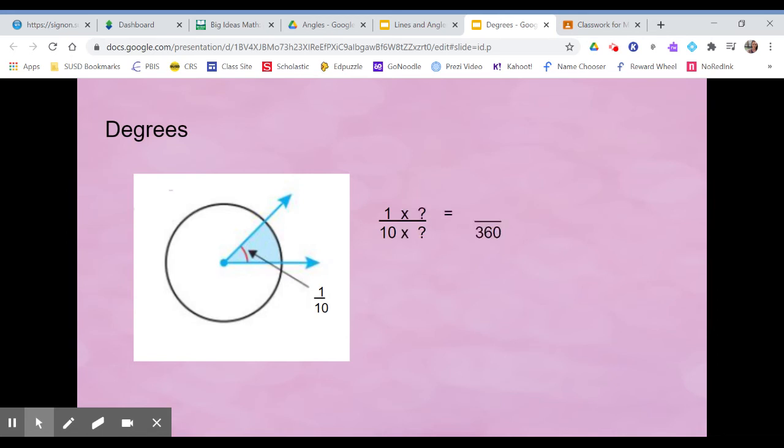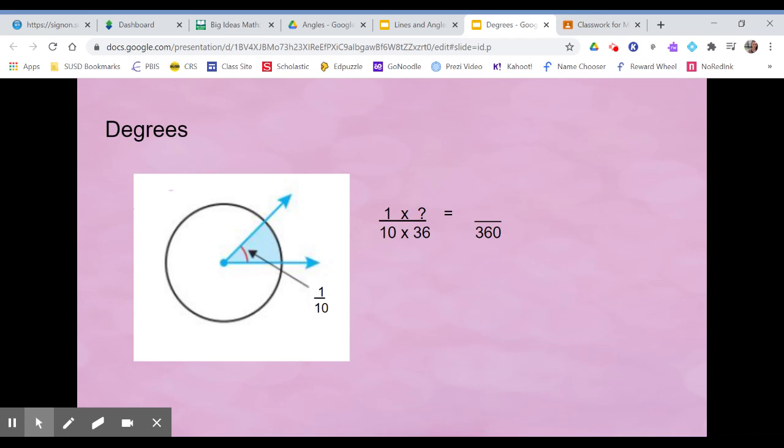So we can think about changing the denominator to make it an equivalent fraction. So we have to think of 10 times what is going to give us 360. Well, we know 10 times 36 will give us 360 to change our denominator to 360. But we also know that our number one fraction rule is what we do to the bottom, we also have to do to the top.